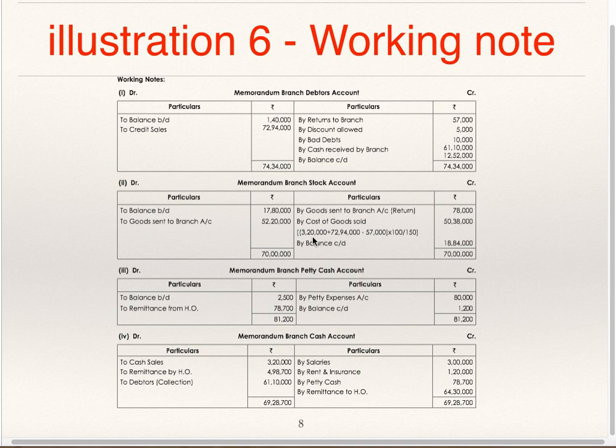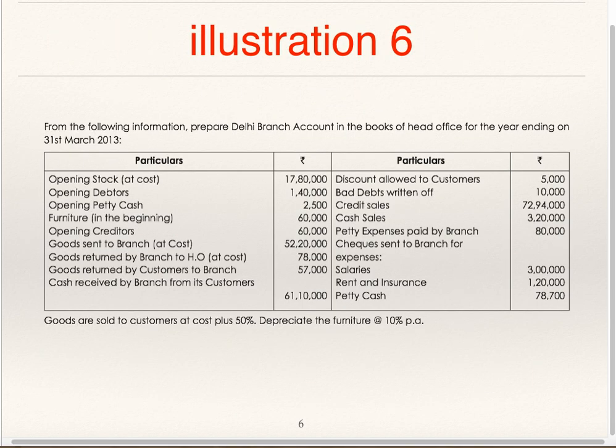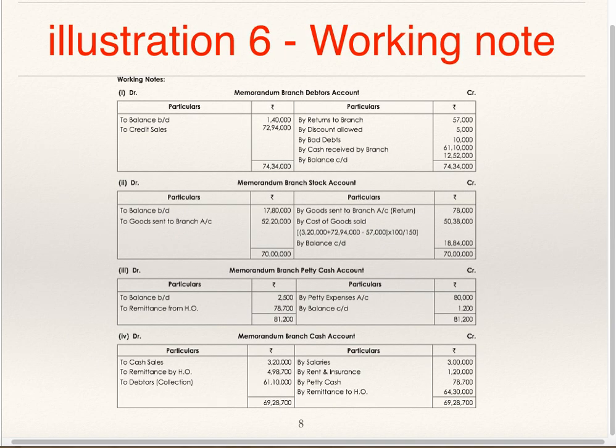How is this to be calculated? Cash sales plus credit sales minus return by customers 57,000. These are the net sales: cash sales plus credit sales minus return inward. These net sales are divided by 150 into 100. Why? Because just now we have seen how the profit is to be calculated. Goods are sold to customers at cost plus 50%. That is, if cost is 100, profit is 50 and invoice price is 150.